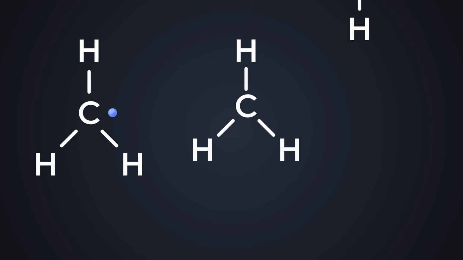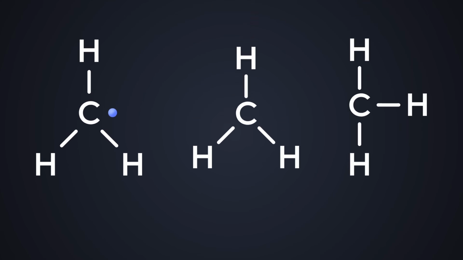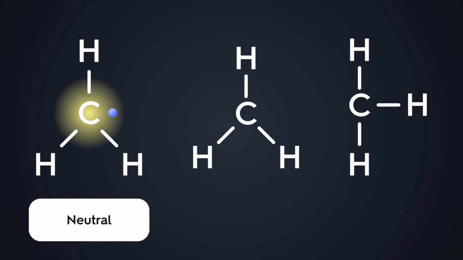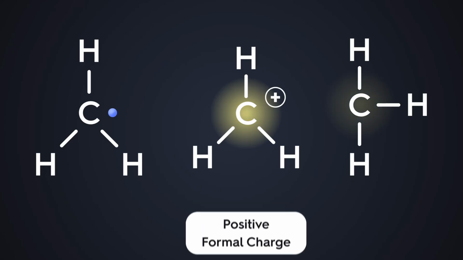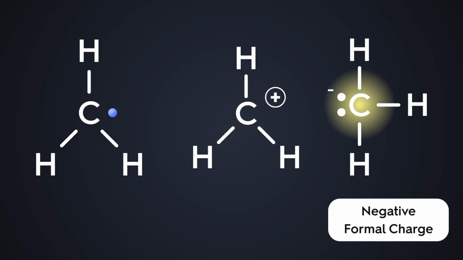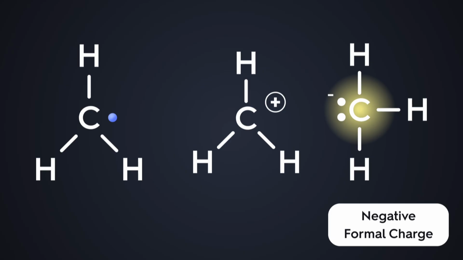Now, let's look at what happens when carbon doesn't follow the 4-bond pattern. With 3 bonds and 1 unpaired electron, carbon still contributes 4 electrons, so it remains neutral. If carbon contributes only 3 electrons, it falls 1 short and carries a positive formal charge. Add a lone pair, and carbon now contributes 5 electrons, 1 extra, giving it a negative formal charge.